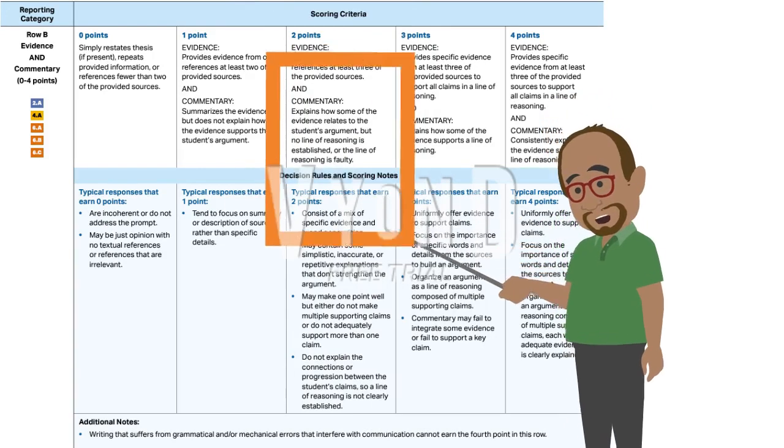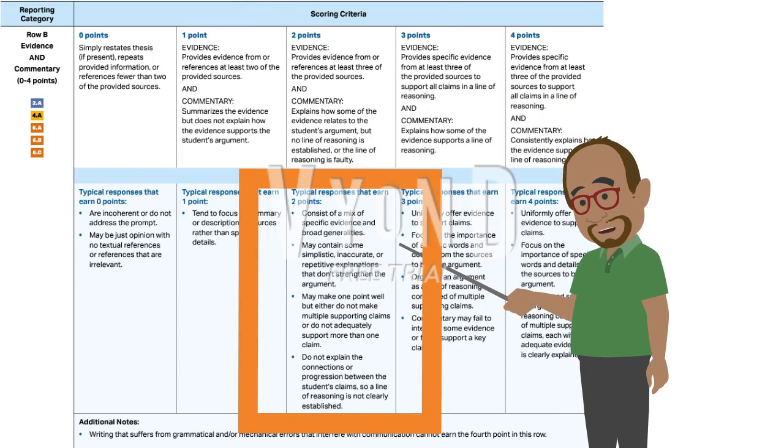Keywords to help you recognize essays in this category include explain some evidence, or consist of a mix of specific evidence and broad generalities. The quality of these arguments will be uneven. The student may make 1 point well in 1 body paragraph but fail to fully support more than 1 claim. Or, they may not explain how different claims all connect to each other, so there isn't a line of reasoning in which the argument builds as it progresses.